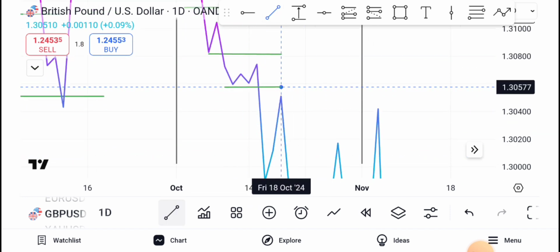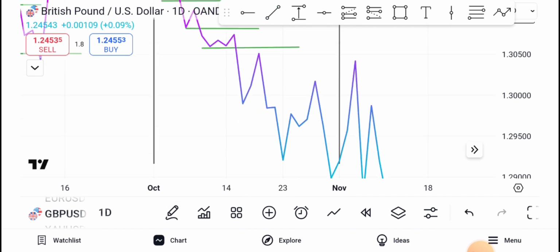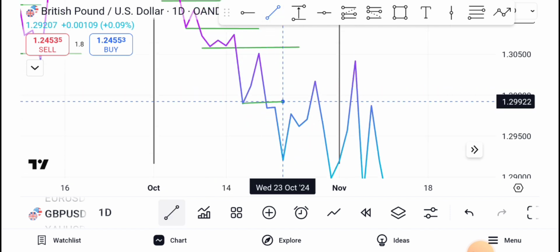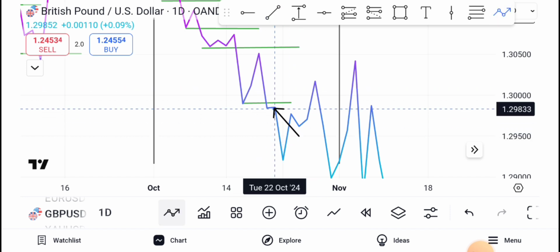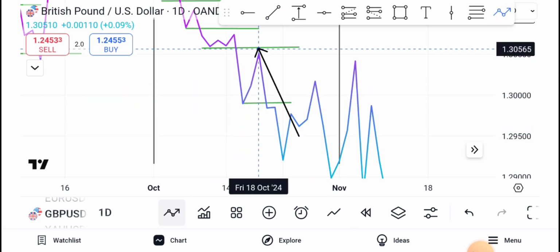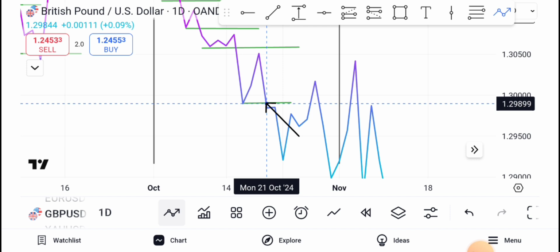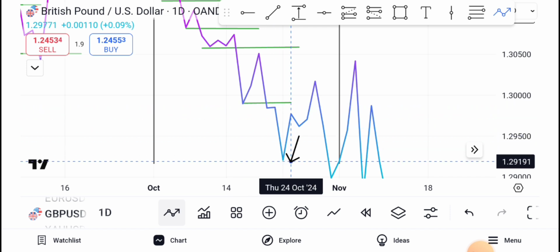Break again. We retested. We sold. Break again. Then this one we retest it. Sometimes it's going to take a longer time to retest. Sometimes the day it breaks, that's the day to retest. We sold.